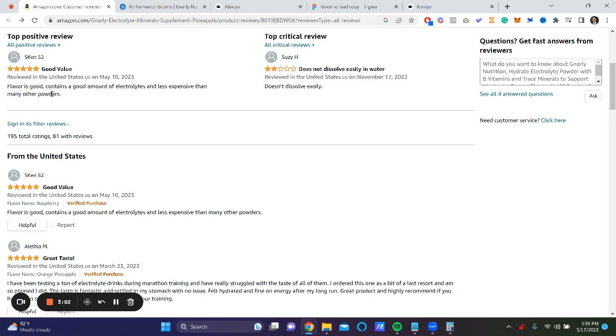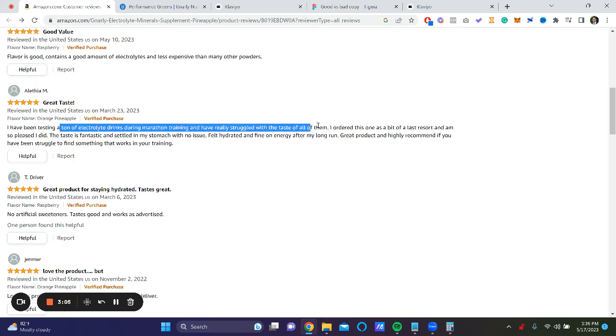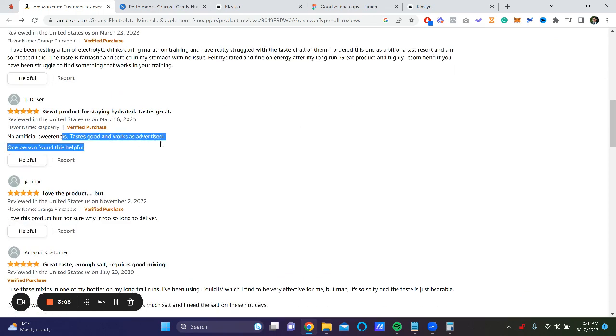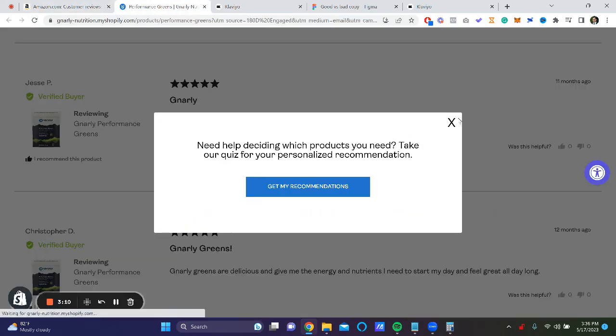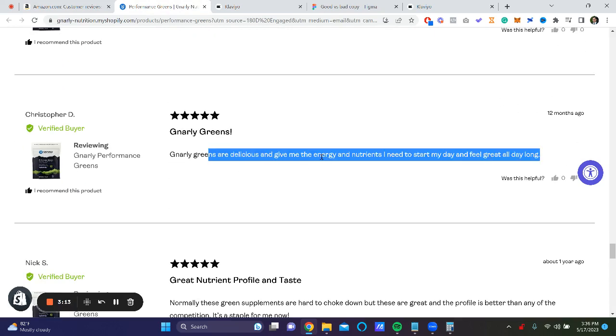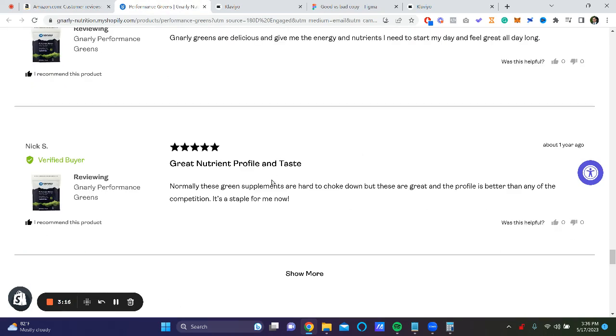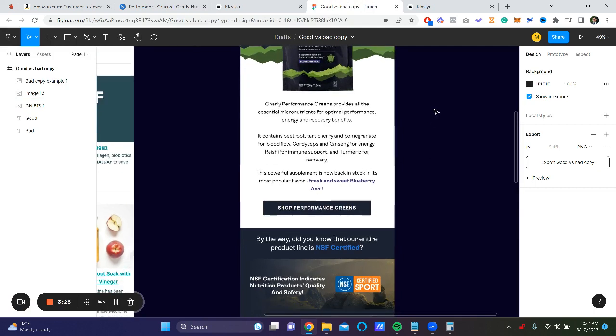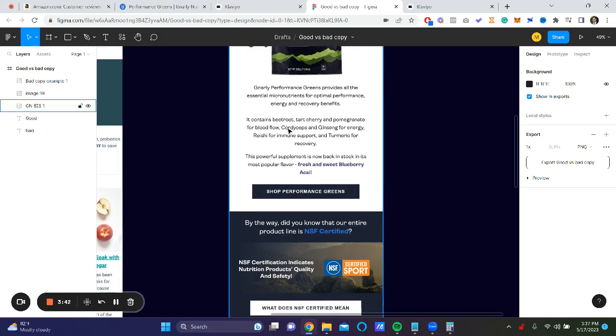All right, so look at this. Flavor is good. Everybody talks about the flavor and stuff. No artificial sweeteners, blah, blah, blah. Then on the website, it's like, it's delicious and it gives me the energy and nutrients, blah, blah, blah. So people are telling you what they actually care about when they're searching for these. And the positive reviews are people who are happy that the product met their specific needs. So we talked about that in the copy, and it provides all the essential micronutrients for optimal performance, energy, and recovery. Performance is super important as a sports nutrition brand. They care a lot about energy and they also care about the taste.